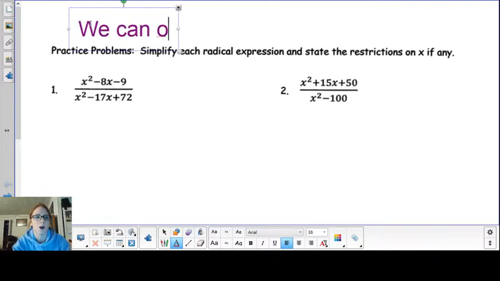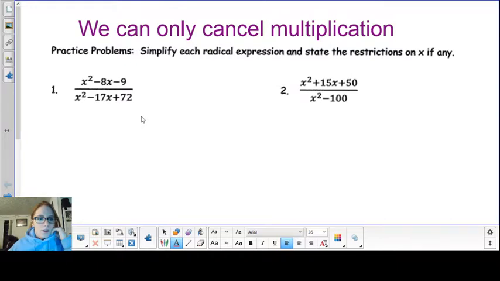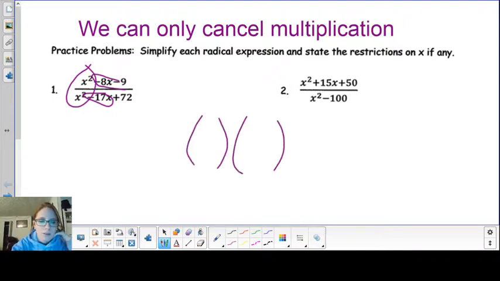We can only cancel multiplication. So even though it looks like we have the same number, or the same of something on top and bottom here, for example x squared, because those are being held together with subtraction with other terms, I can't cancel it. I can only cancel things with multiplication. So because of that, I want something that looks to this extent.